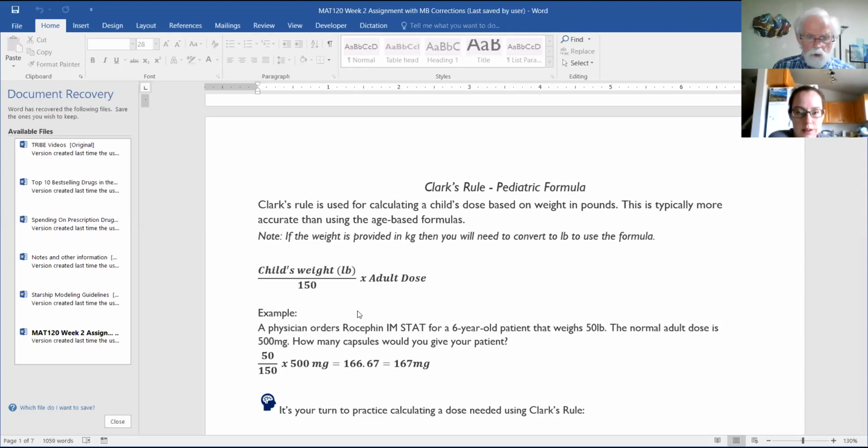So we simply divide the weight in pounds by 150 pounds and multiply by the normal adult dose, or average adult dose. You will always be told what the average adult dose is. Now, if you don't have that because you're working in an office, you'll look it up. Everything's available online, plus you'll have the physician's desk reference there in the office, or have access to it online through your office subscription.